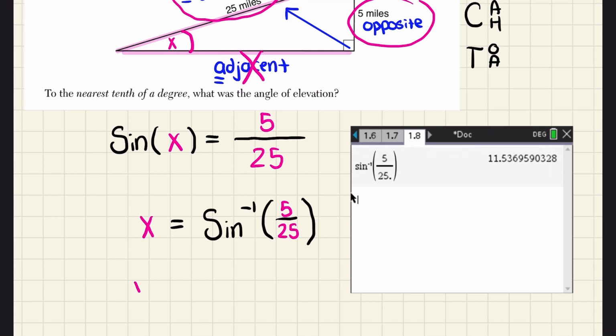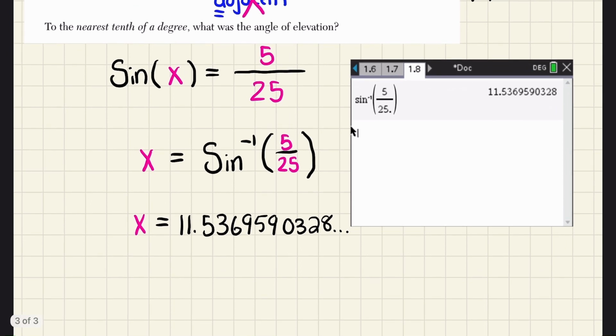So that means my X is equal to, and now in this case, I'm going to write down 11.5369590328. So this is, I'll even put a ... at the end because even though my calculator's saying it's ending, it's not. So this is really important because this is an extended response question. You should never round right from the calculator. You're going to write down that long, ugly number, and then you're going to decide where to round.